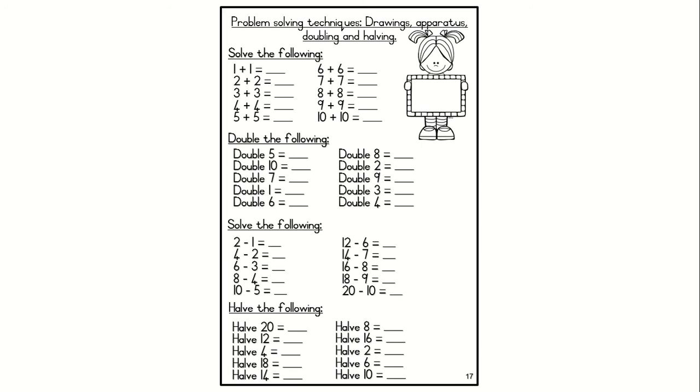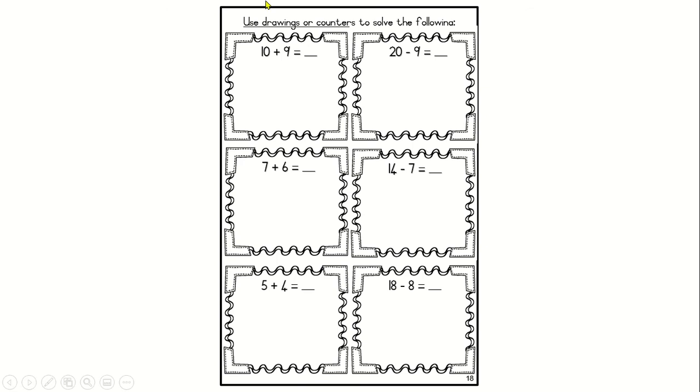When you are done with page 17, you can go to page 18, where I want you to use drawings or counters to solve the following. So for instance, you have 10 plus 9. So you're going to do 10 balls plus 9, and you're going to write the answer. 20 take away 9, so 20 balls take away 9 equals the answer.